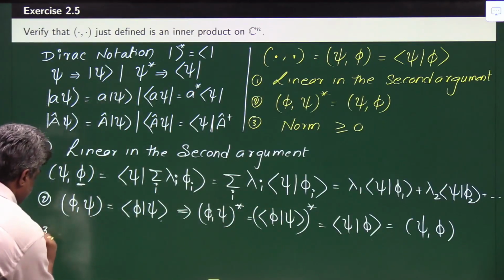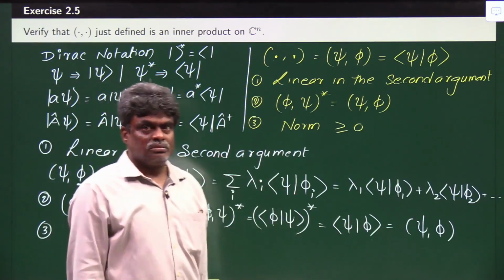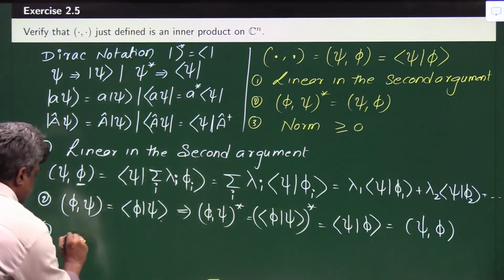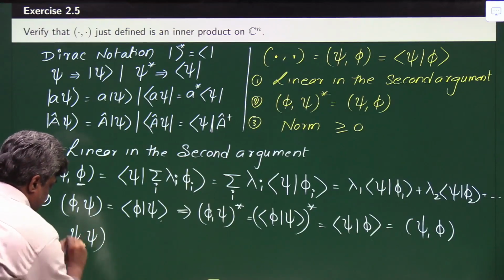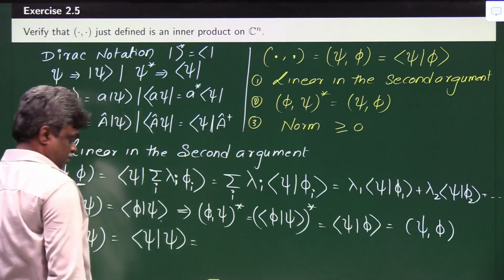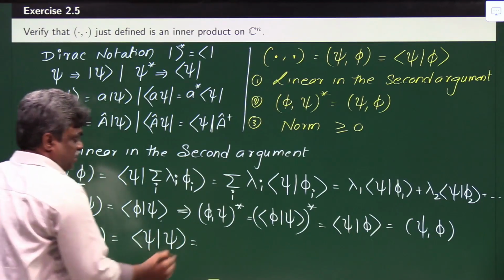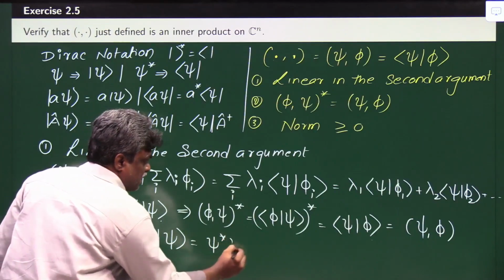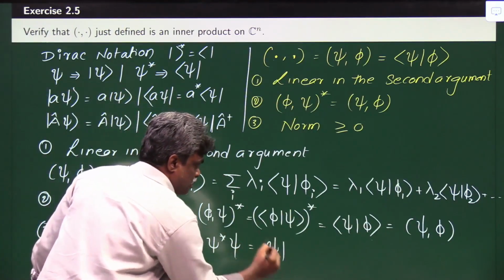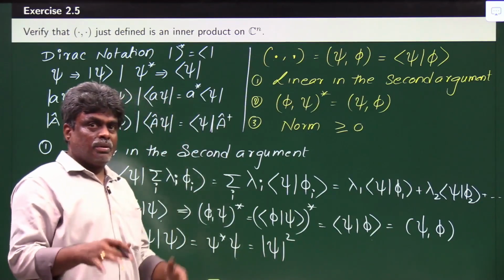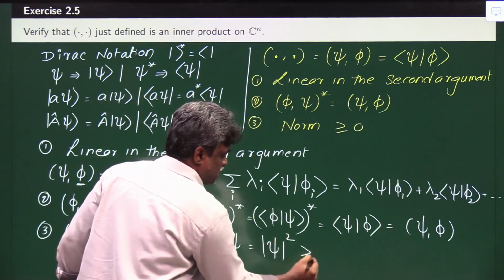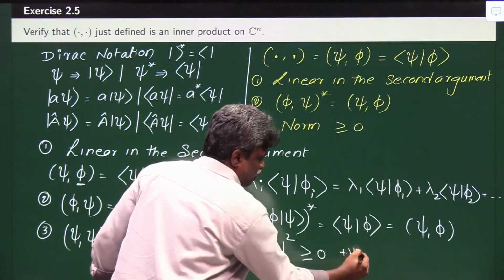And the third one, this is the norm. Norm is nothing but the length of the vector in higher dimension. So let us take this psi comma psi, which is nothing but bra psi and ket psi. So this is the bra vector and ket vector. We can write this as psi star into psi, which is nothing but mod psi square. Whether psi may be real or complex, once you take the mod square, this is always positive.